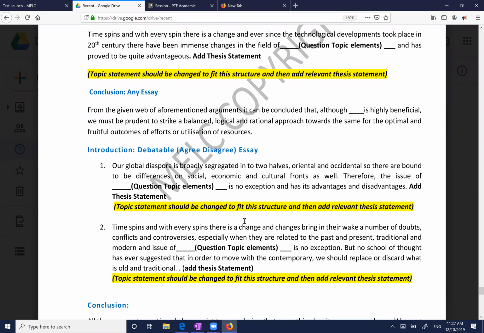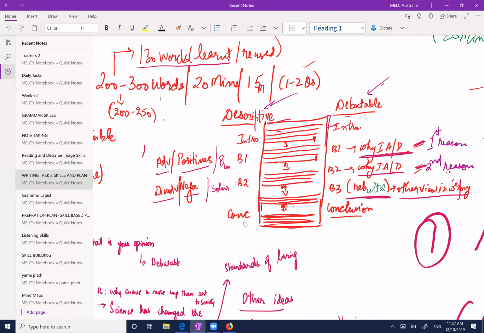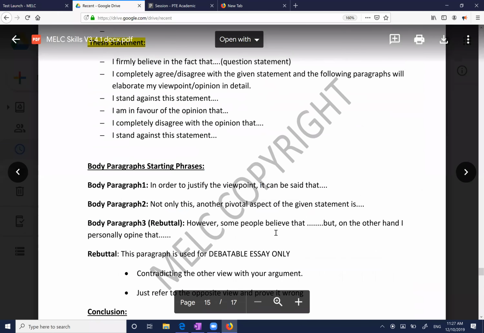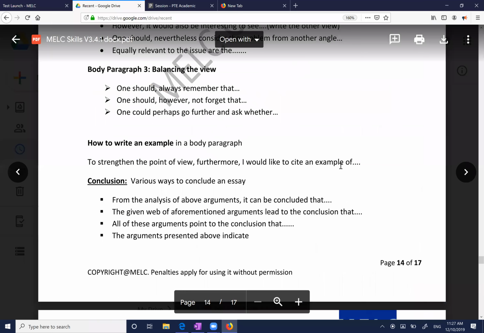Now I'm going to show you 2 sample essays. One descriptive, another debatable, where we will see how the structure is followed, how these introductions and conclusions have been used, and how these body paragraph lines have been used. Yes or no? Yes. Thank you.